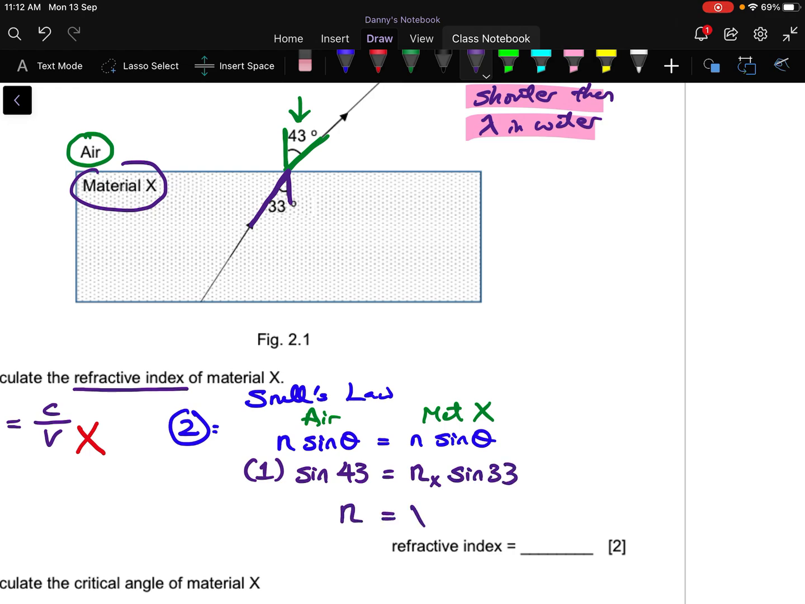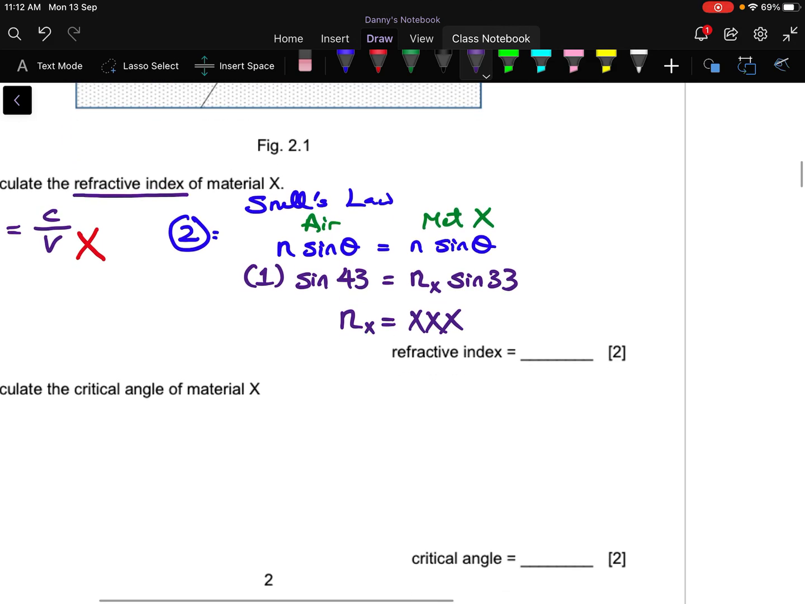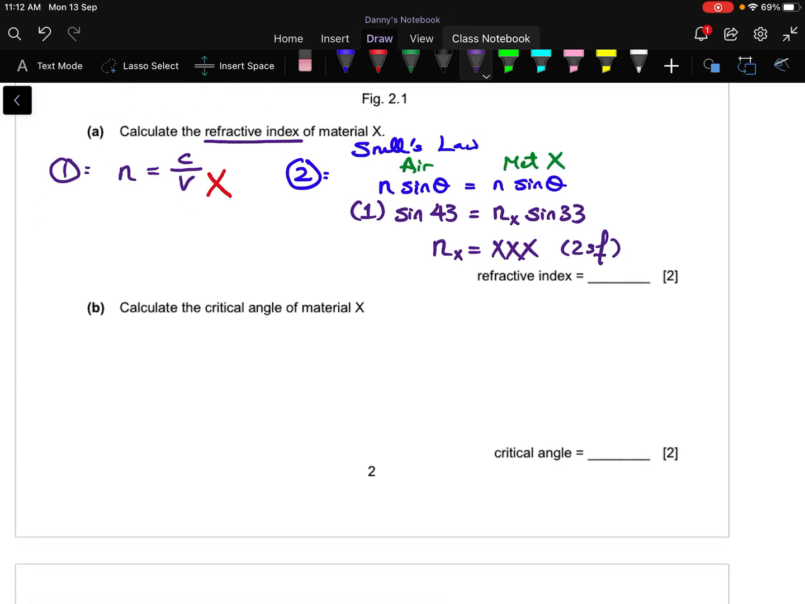So now if you go and solve this equation, you will be able to find the refractive index of X, and you should turn it into 2SF. Okay, this one I leave it to you to figure out. Okay, for critical angle, you can use two approaches as well.